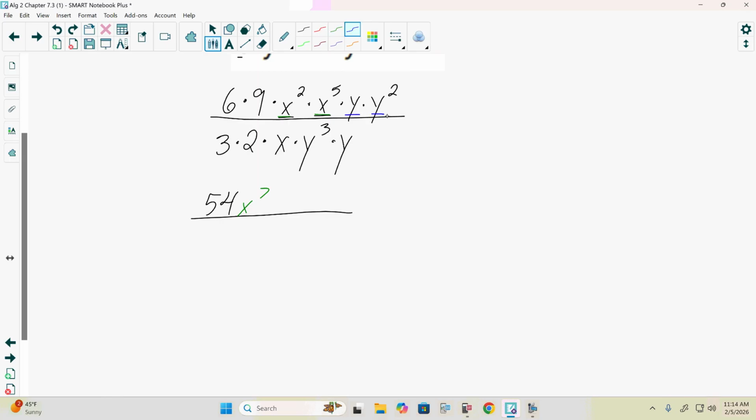Y times y squared would be y to the third. On bottom, 3 times 2 is 6. We still have our 1x, because there's no other x's on bottom. But y to the third times y would be y to the fourth. Yes?